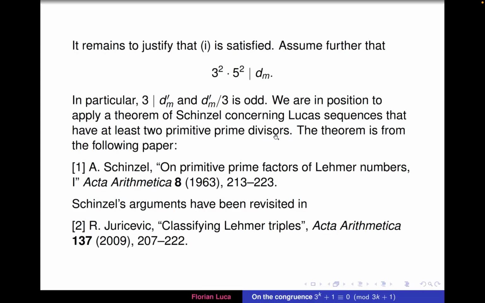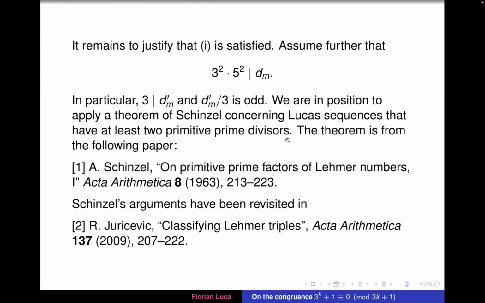What Schinzel proves, so there are these things called Lucas sequences, whose general formula is a to the power n minus b to the power n divided by a minus b, where a and b are co-prime integers. For us, we are looking at a equals 3 and b equals 1. So for us, the Lucas sequence is 3 to the power n minus 1 over 2. A primitive divisor is a prime factor that appears at level n, and it didn't appear before. So it's a prime factor of 3 to the n minus 1 that did not divide 3 to the m minus 1 for any m smaller than n.